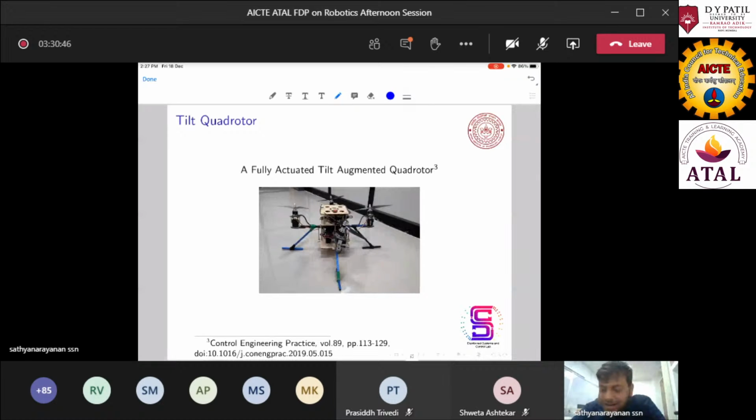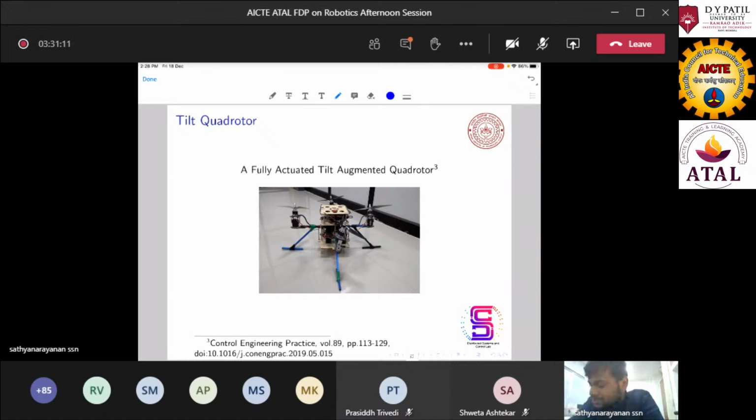Finally, what we have been working on is the new one, which is called the tilt quad rotor, and it is a fully actuated quad rotor. What I mean by that is that you can actually decouple the position as well as the orientation.